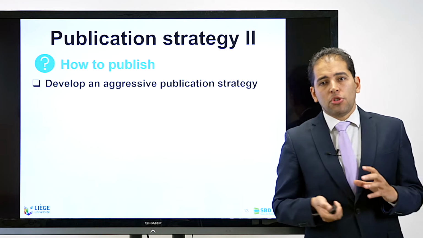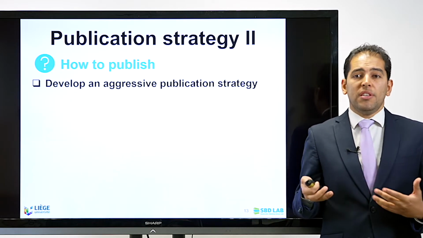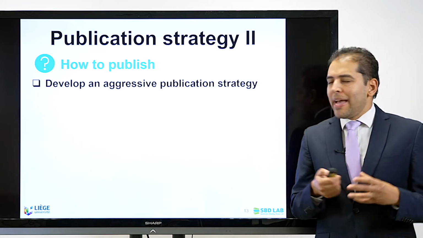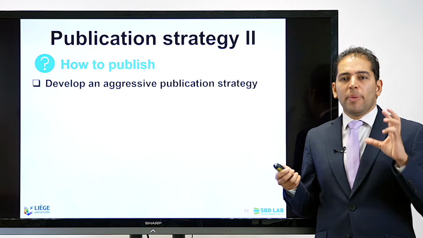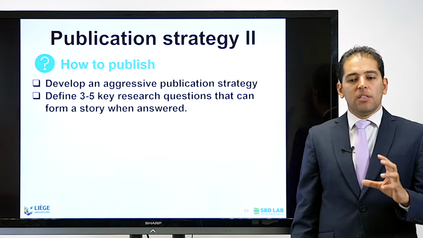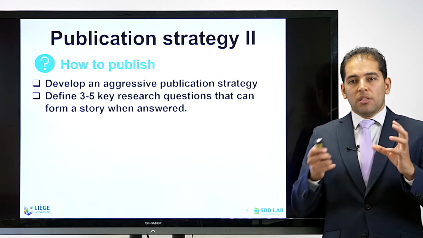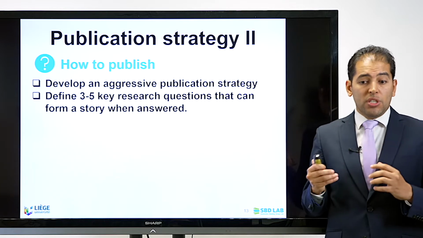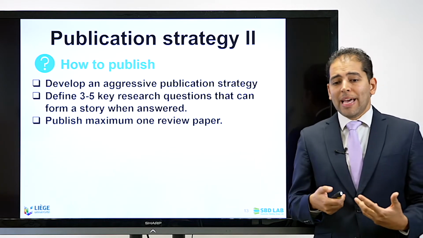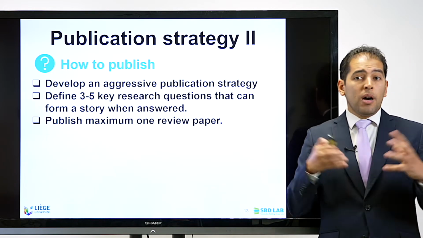Now, how should I publish 3 articles during my PhD? If your PhD is 3 years, it will be difficult. If it's 4 years, it's possible. So this means that I have to start with developing an aggressive publication strategy. I need to define 3 to 5 key research questions that can later form answers. The publications will become the answers to these questions so that I can use them in my storytelling and in my narrative, and then I can publish a maximum of 1 review paper among those 3 papers.